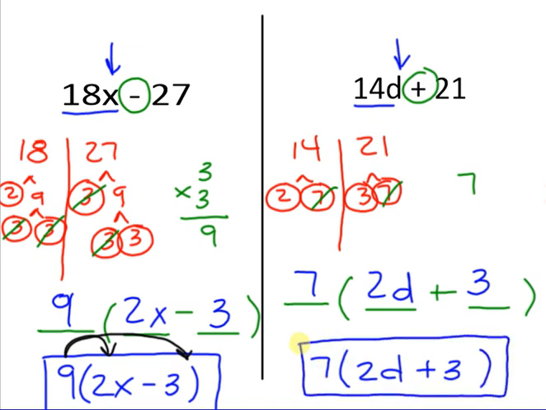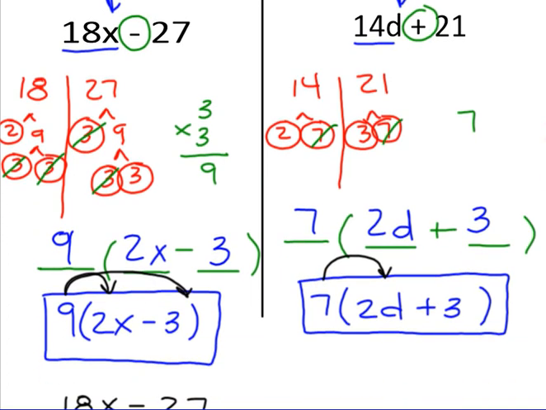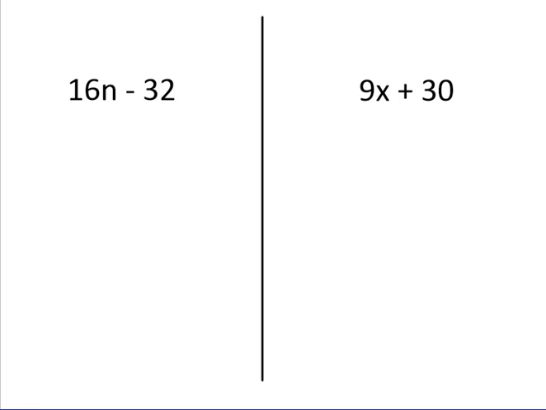Remember, you can use forwards distributive property to check your answer, and I'll show you what that looks like one more time. 7 times 2D is going to be 14D. Bring down your addition sign. 7 times 3 is 21. That matches what is right up here. Alright, let's take a look at the next problem.